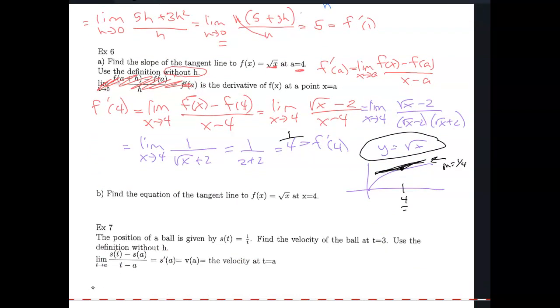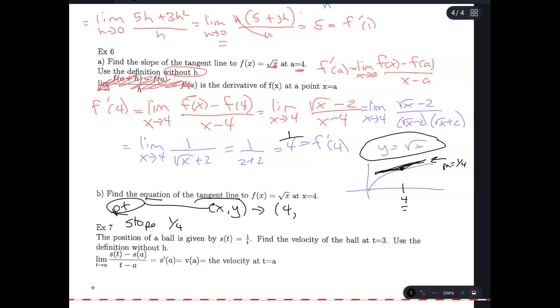All right, so if I want to find the equation of the tangent line, I need a point and I need a slope. Well, I know the slope is 1/4. How do I find out the point? Means I need an x and a y value. Oh, I know the x value is 4. Can I find the y value? I can. Plug the x value into here. Root 4 is 2. So then I put it together. y minus 2 equals 1/4 times x minus 4. That's a fine equation of a line.